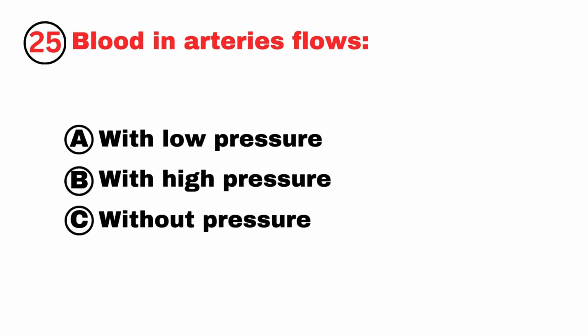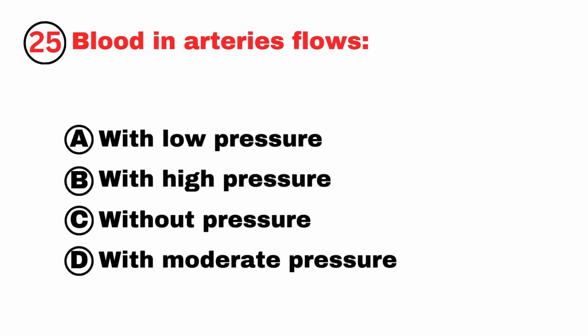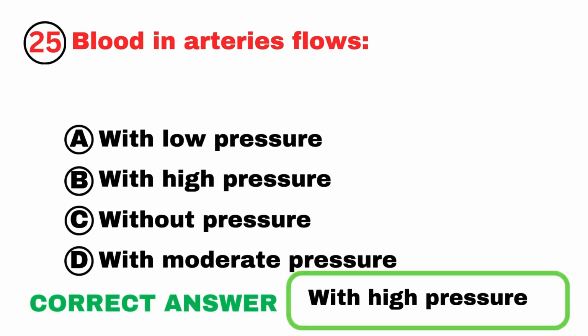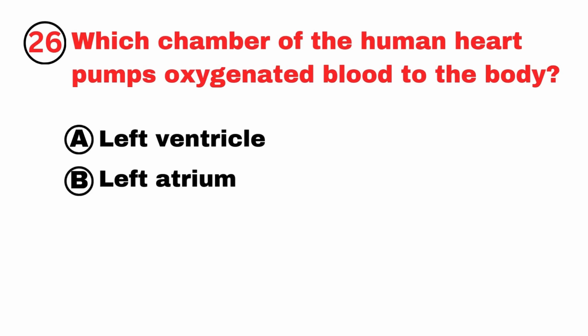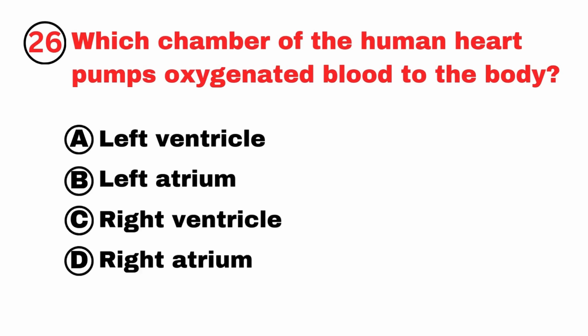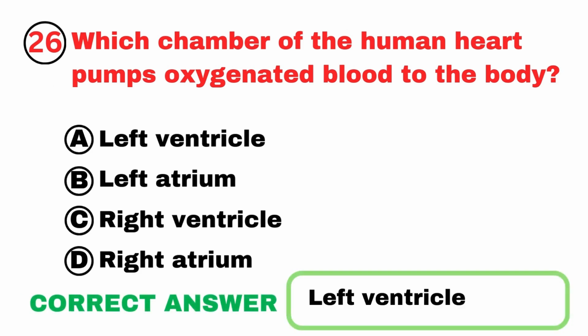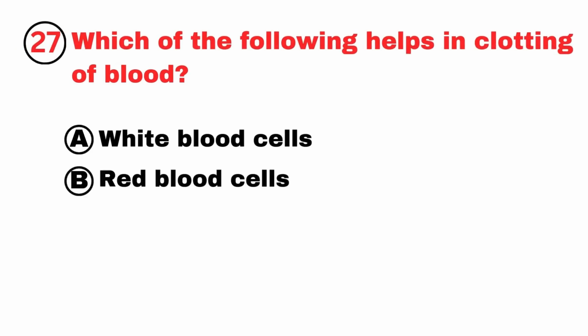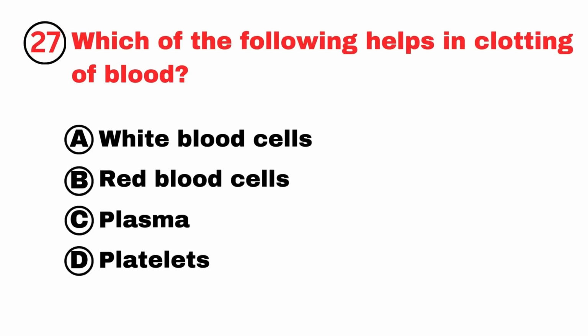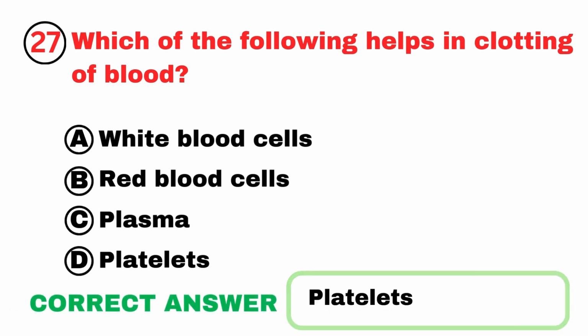Blood in arteries flows with high pressure. Which chamber of the human heart pumps oxygenated blood to the body? Left ventricle. Which of the following helps in clotting of blood? Platelets.